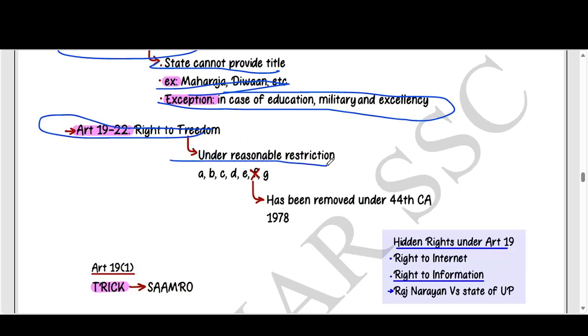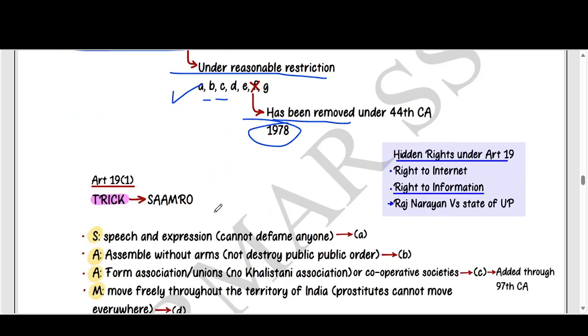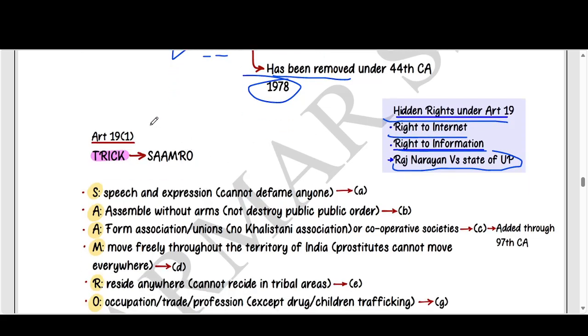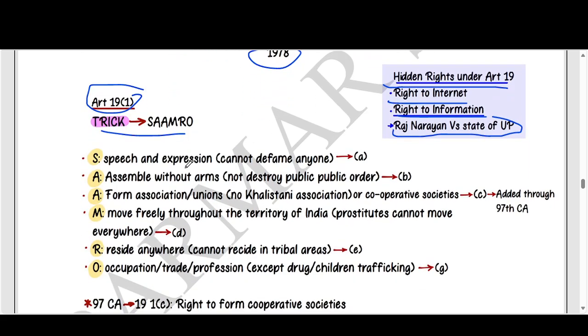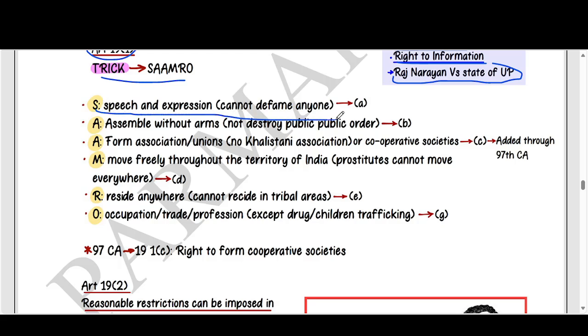Freedom of rights under reasonable restrictions, Article 19(1) clauses A, B, C, D, E, F, was amended by the 44th Constitutional Amendment. Hidden rights under Article 19 include the right to the internet and the right to information, as in Raja Verma versus State of UP. Article 19(1)(a): speech and expression. Assembly must be without arms and not destroy public order. Cooperative societies were added through the 97th Constitutional Amendment.